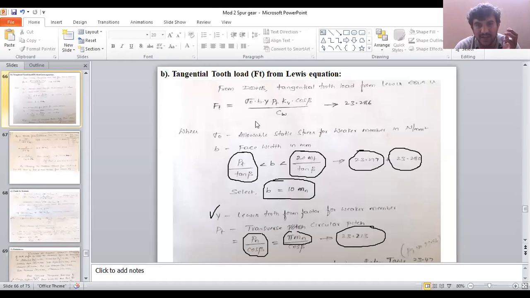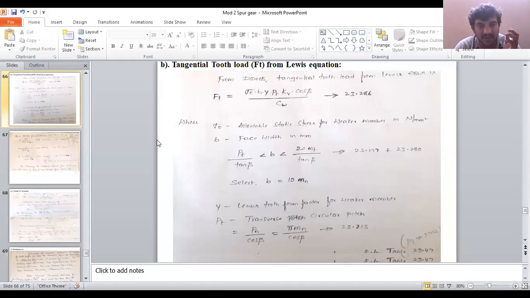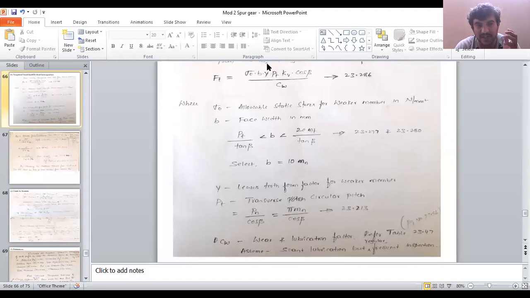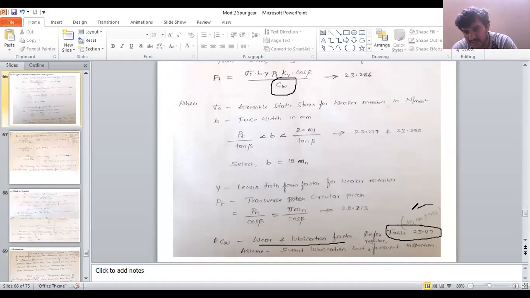Next, kv. Kv stands for the velocity factor that depends upon mean piston velocity. Before that, one more terminology is C suffix W, which stands for wear and lubrication factor. How do you get this wear and lubrication factor? By referring to table number 23.47. That is not a regular table number; you go and see page number 23.86.